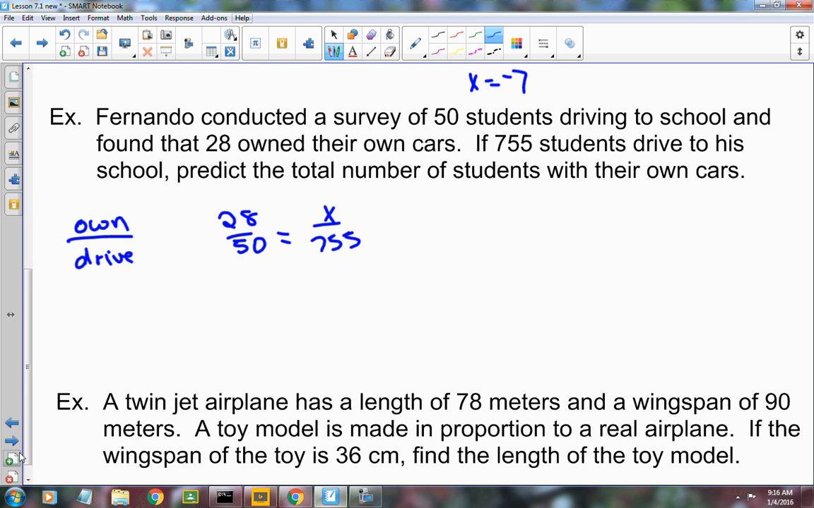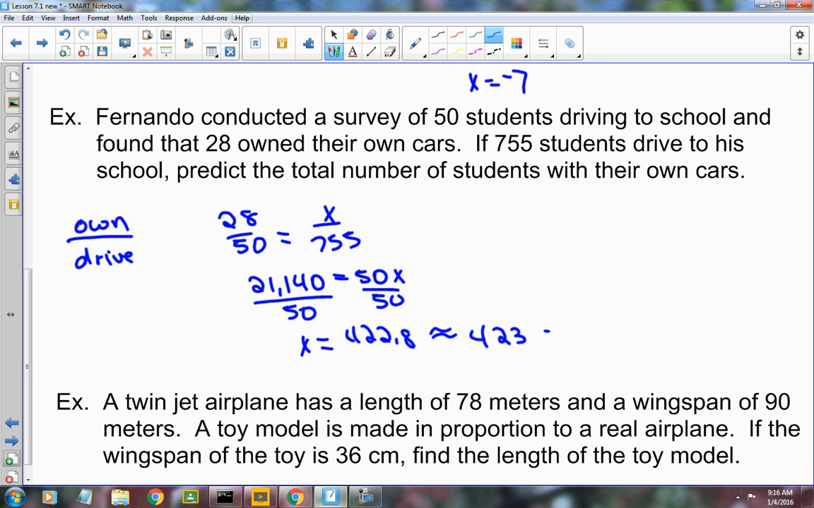So we cross multiply, and 28 times 755 is 21,140 equals 50x. We're going to divide both sides by 50, and it ends up being 422.8 students, which is about 423 students own their car.